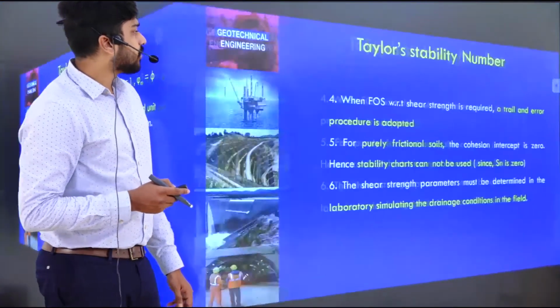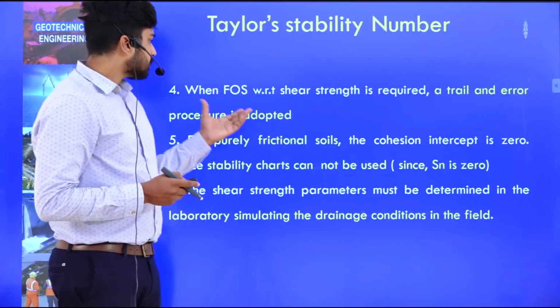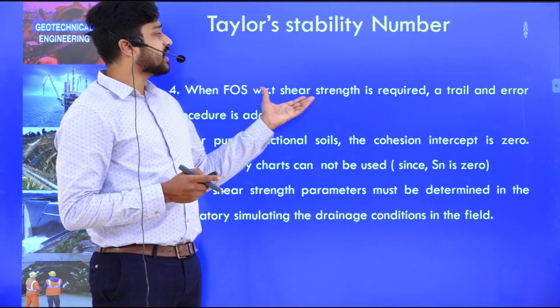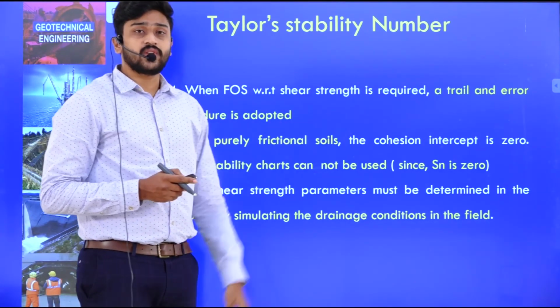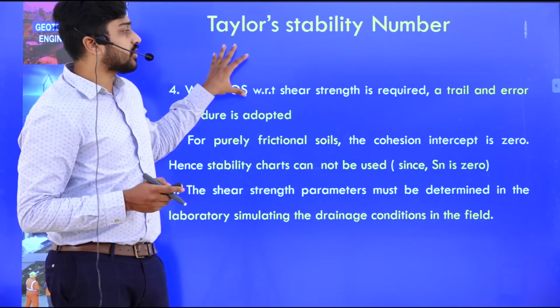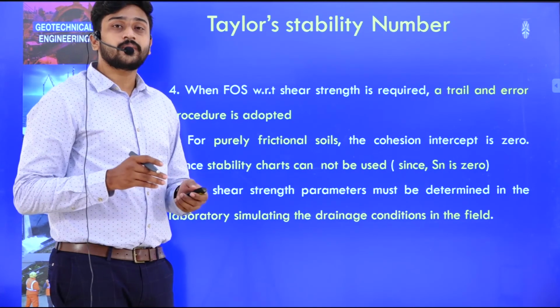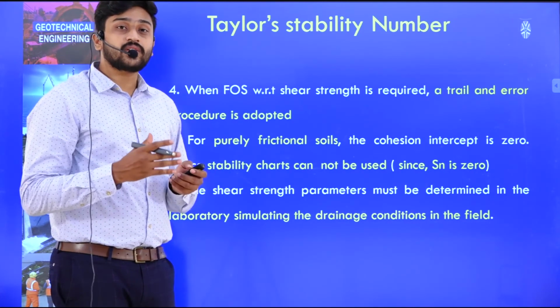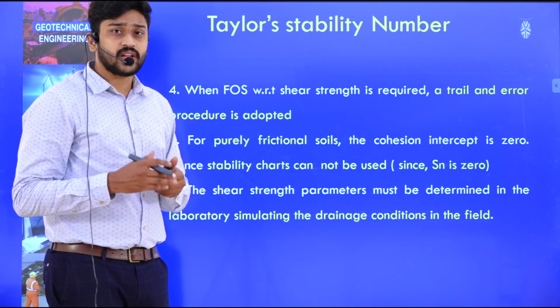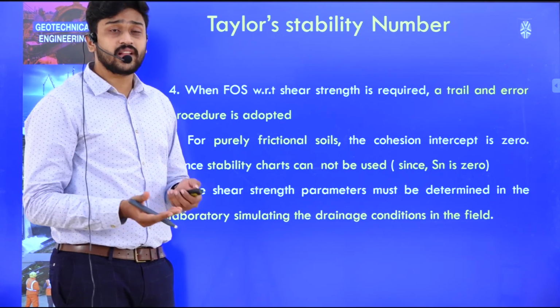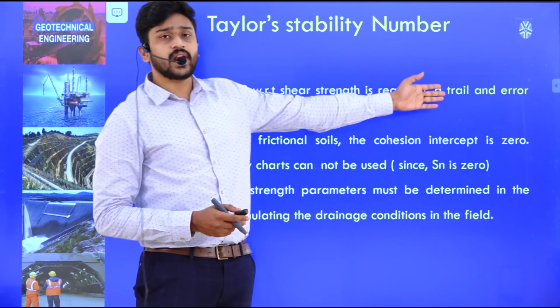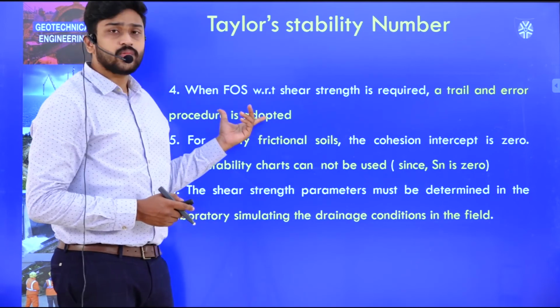Apart from that, we have a few more points. When the factor of safety with respect to shear strength is required, that means I need to find out the factor of safety with respect to shear strength. As we have discussed in the previous case, whenever we calculate the factor of safety with respect to shear strength, we should go for the trial and error method.